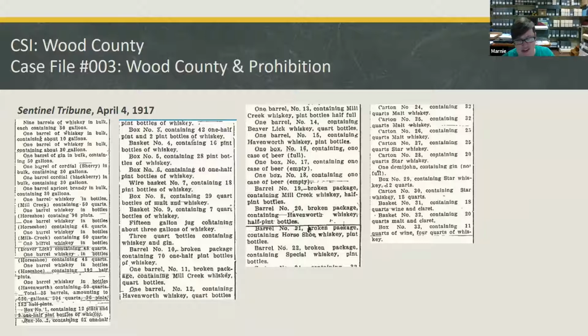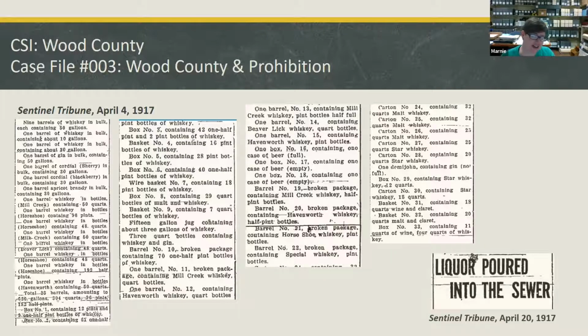And these images here are from the Sentinel, which printed a full list of all of the liquor that they basically confiscated that they considered in excess of medicinal alcohol. And they said that it was up to $3,500 worth of liquor, which in today's money would be over $68,000 worth of liquor. And the judge ordered that it be poured into the sewer, which they did. And there is a small article where they describe that the sheriff and his men poured all of these barrels of liquor into the sewer.